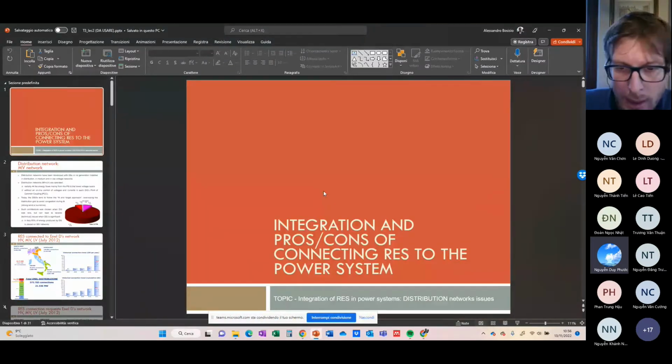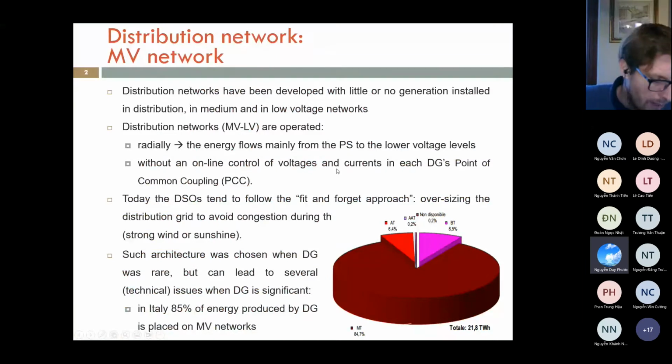Okay, so let's move quickly to the last part of my lecture. So now we will have a look at the impact of RES on the distribution networks. Different than the transmission network, the distribution networks basically have been developed with little or no generation installed. So basically they were designed just to host passive customers, not active customers. That makes a big difference with respect to the transmission networks.